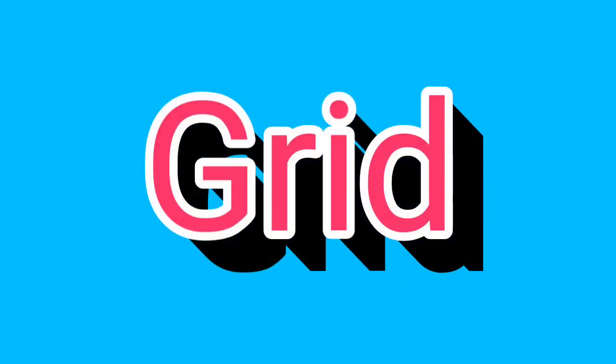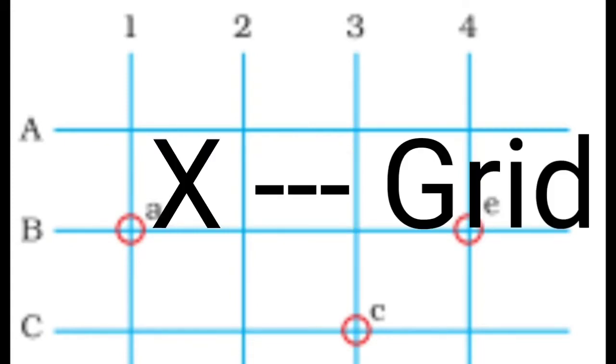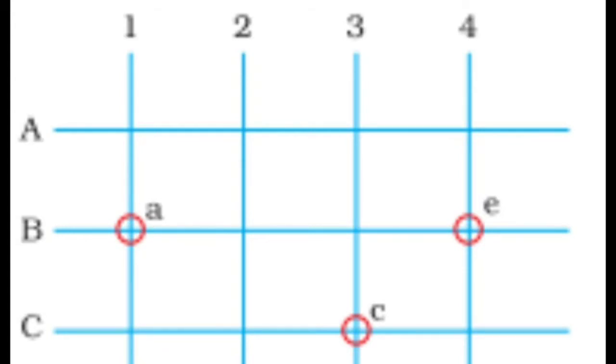Next topic is grid. What is a grid, children? Parallels of latitude and meridians of longitude are known as a grid. It means the network of both latitudes and longitudes is called a grid. Children, with the help of it, we can find the correct place.